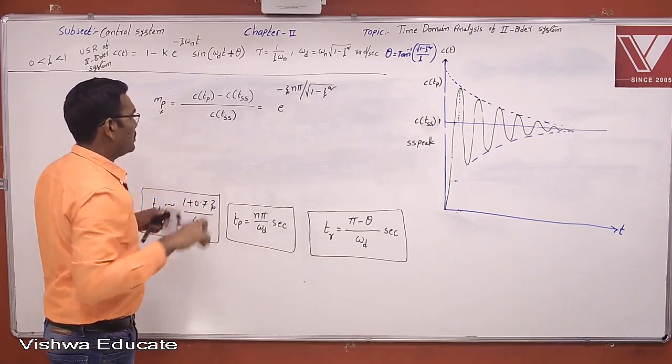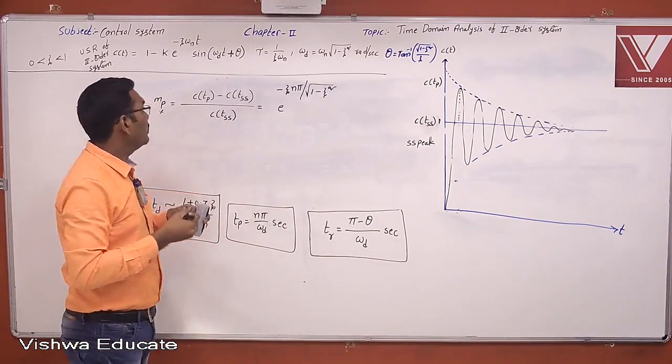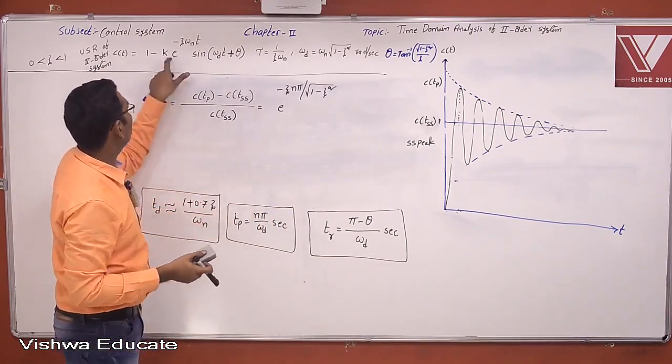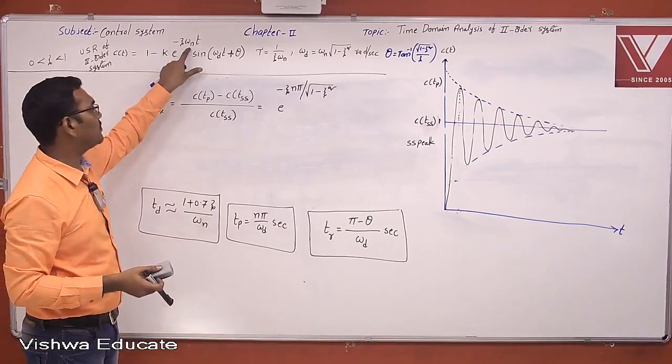Okay, now sir, how can you get this? You can easily get it: take C of Tp, substitute here, where there is a T, replace it with Tp.